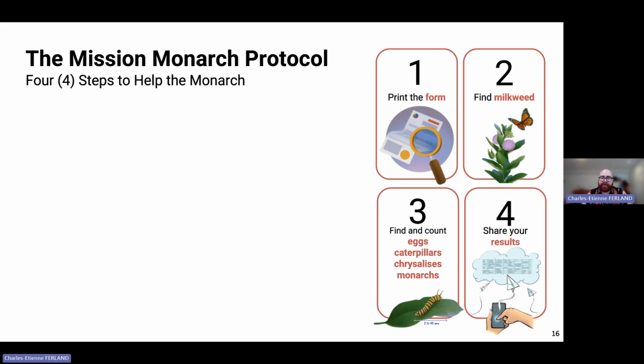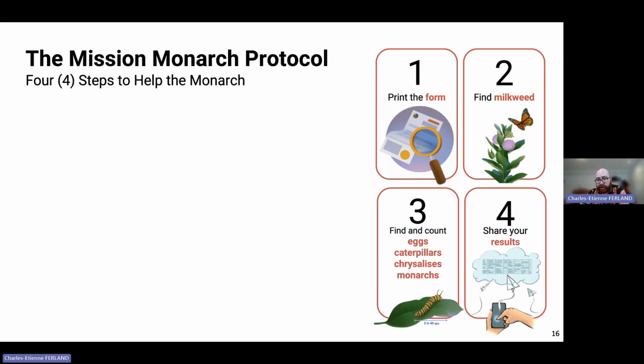And then once you've found milkweed, you are invited to examine the stems of milkweeds. And oh, I have someone who wants to participate in the workshop. All right. So once you found your milkweed stems, you examine them, you're looking for eggs, caterpillars, chrysalises, and monarchs, and you're filling the form as you go.